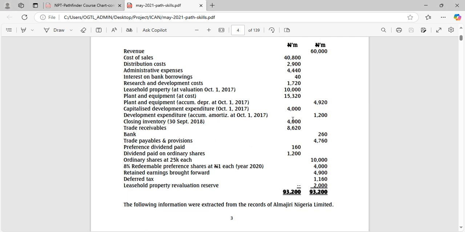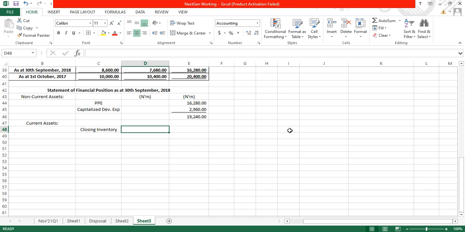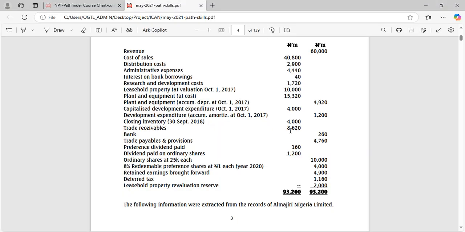Okay, so the closing inventory is 4,000. Then trade receivables is 8,620, right? Yes. What about bank? We are coming to bank now. What happened to bank? Do we have bank? Yes. So this bank now, is it an asset? Is it a current asset?